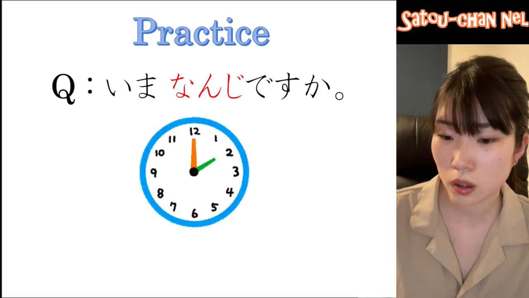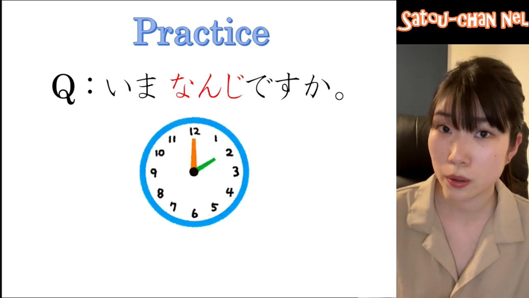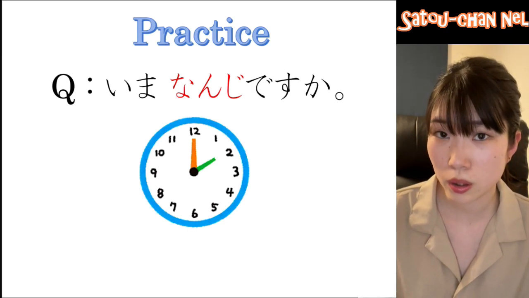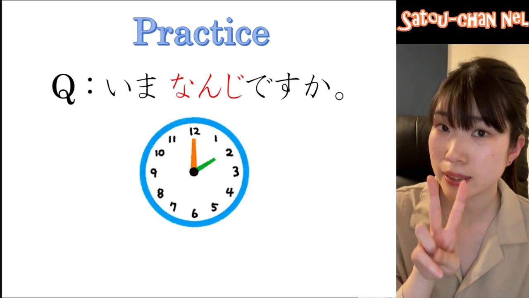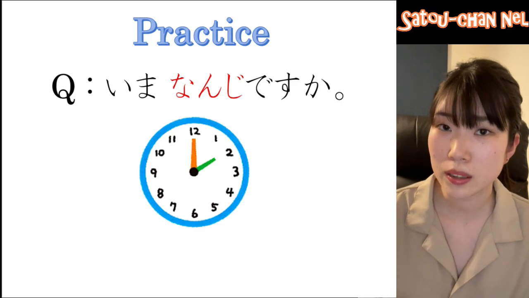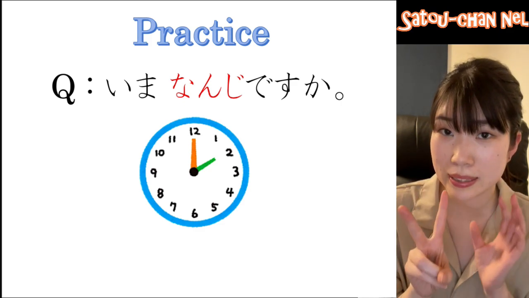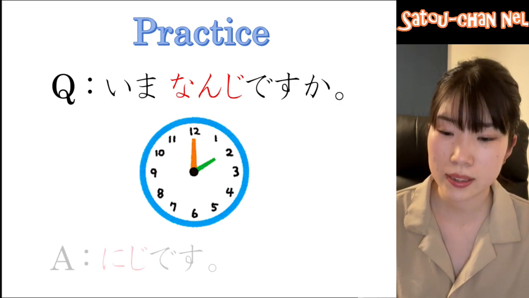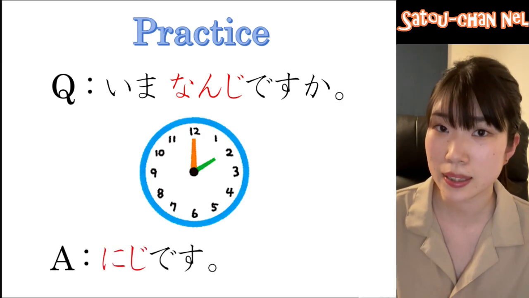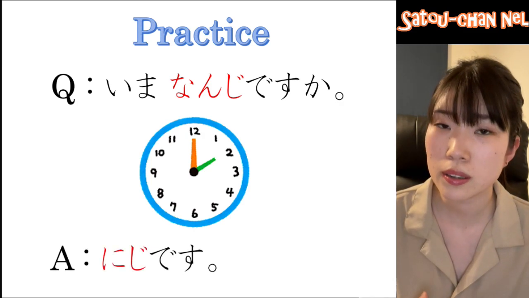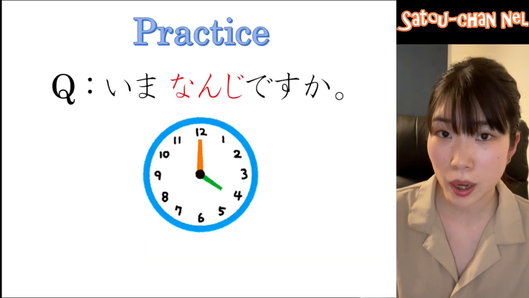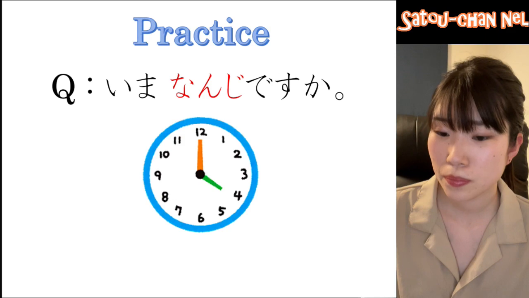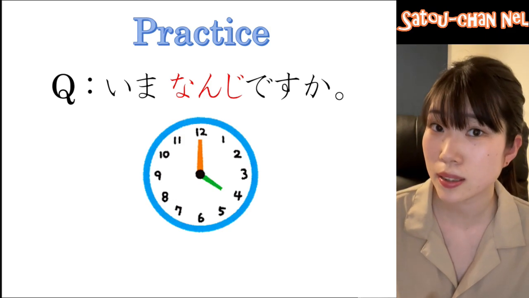It's 2 o'clock. How do you say it's 2 o'clock? 2 is 2 plus 時, 2時, 2時です is 2 o'clock. 2時です. 今何時ですか?